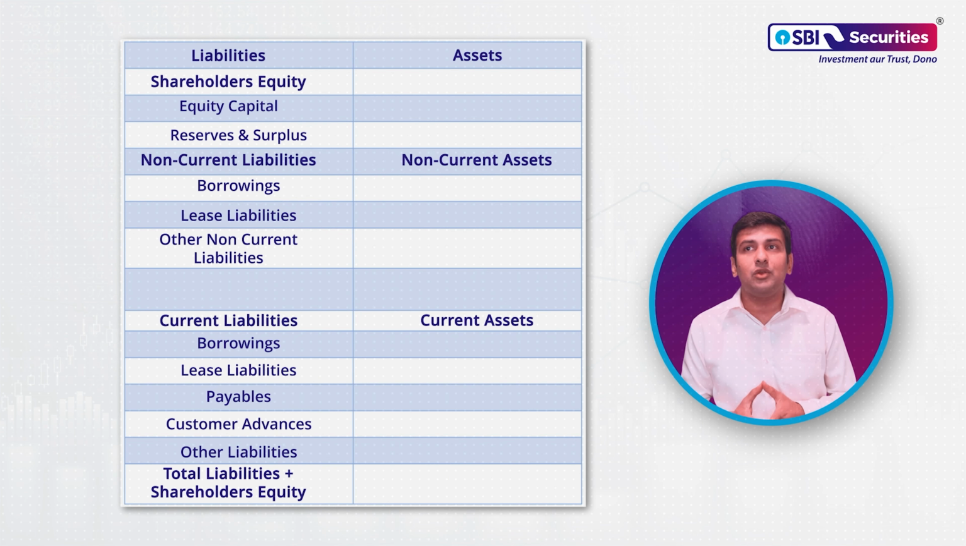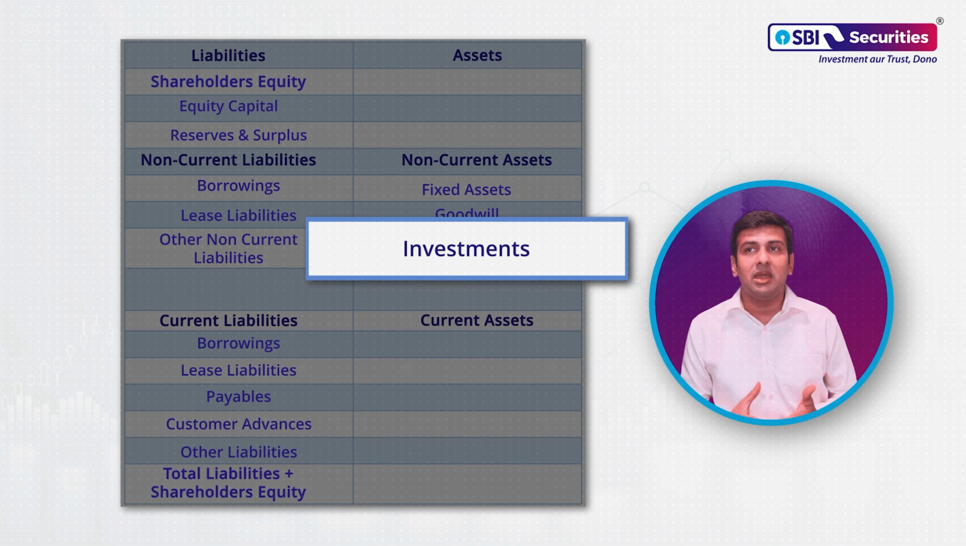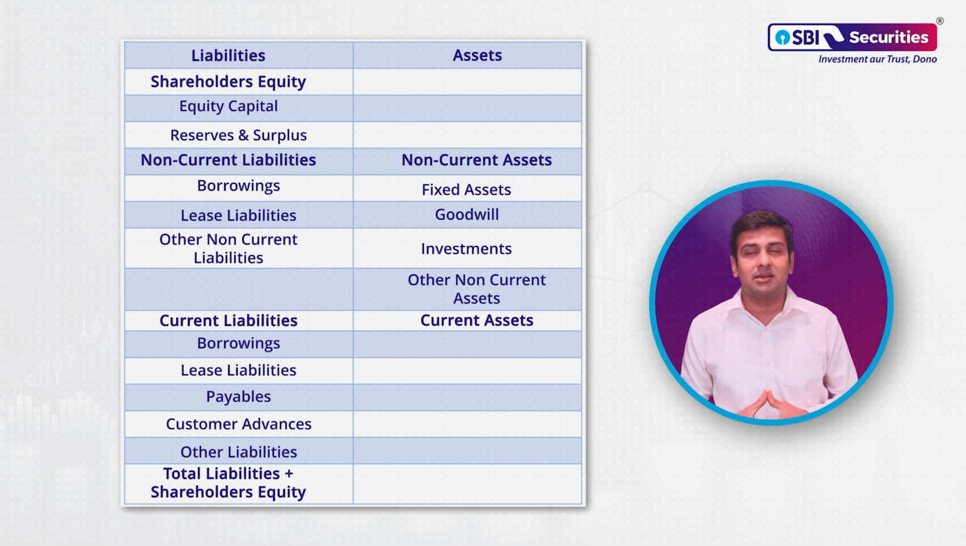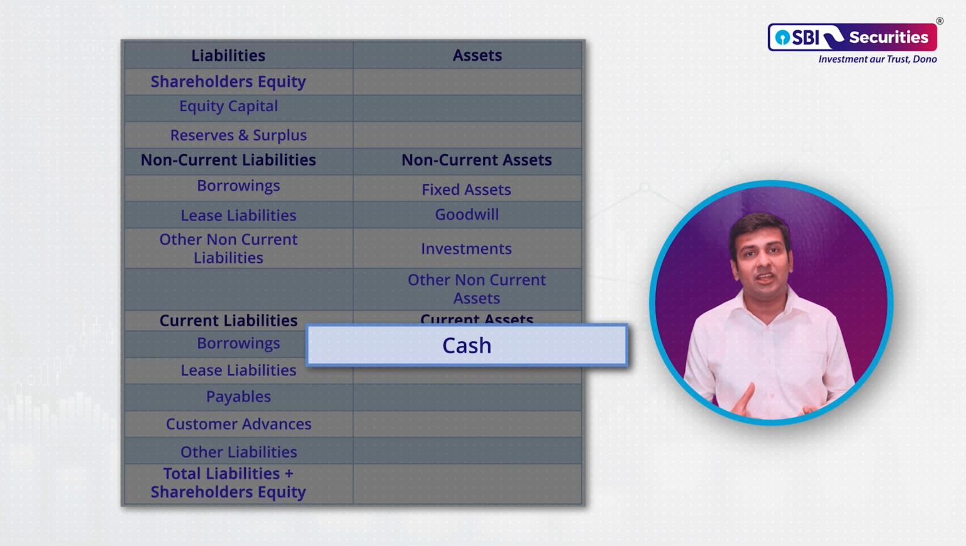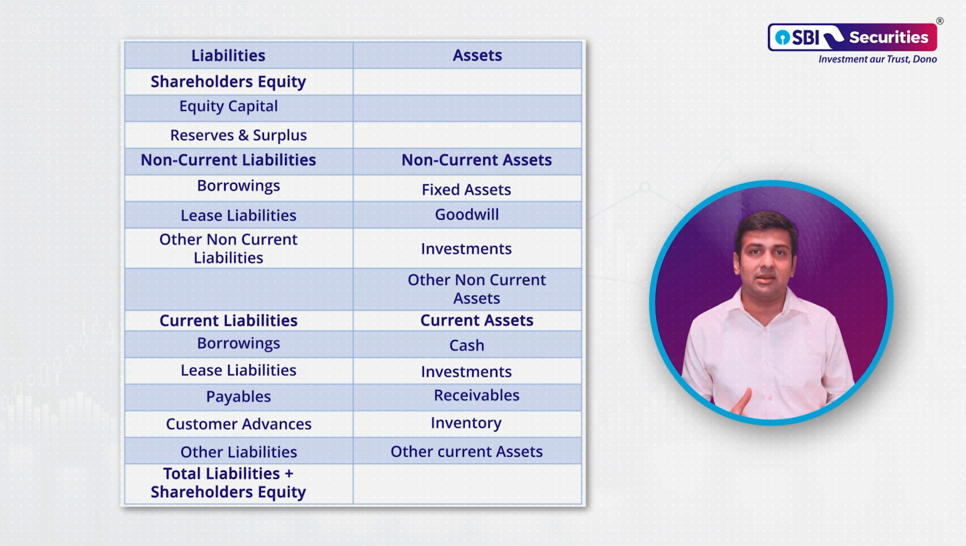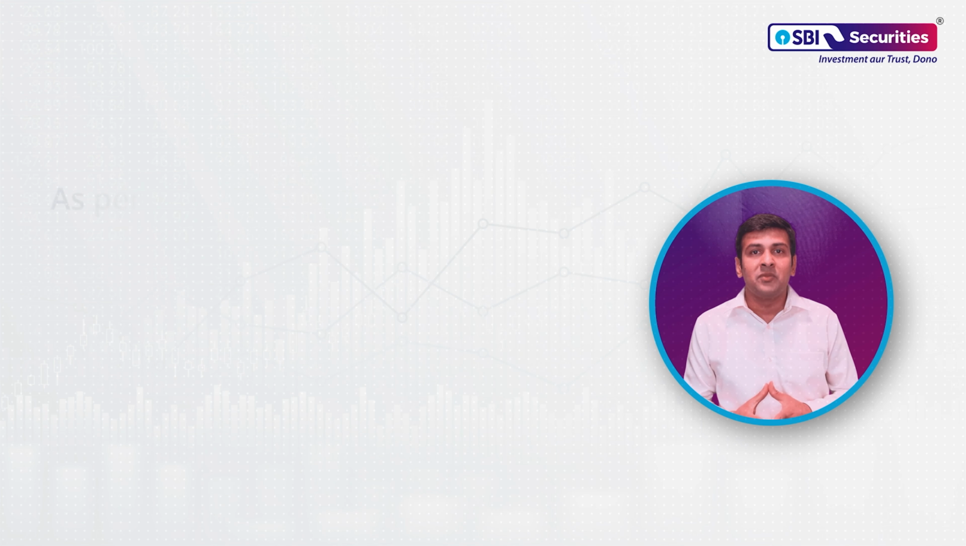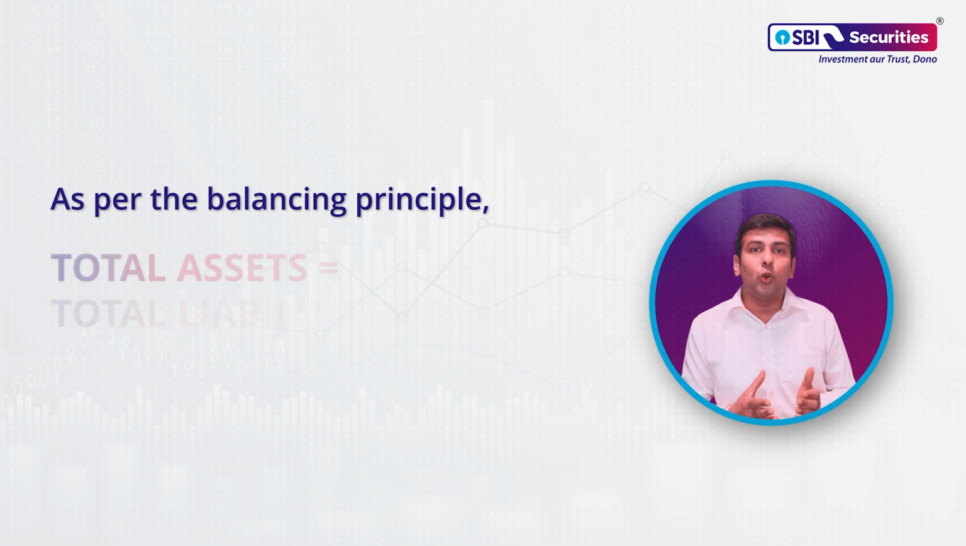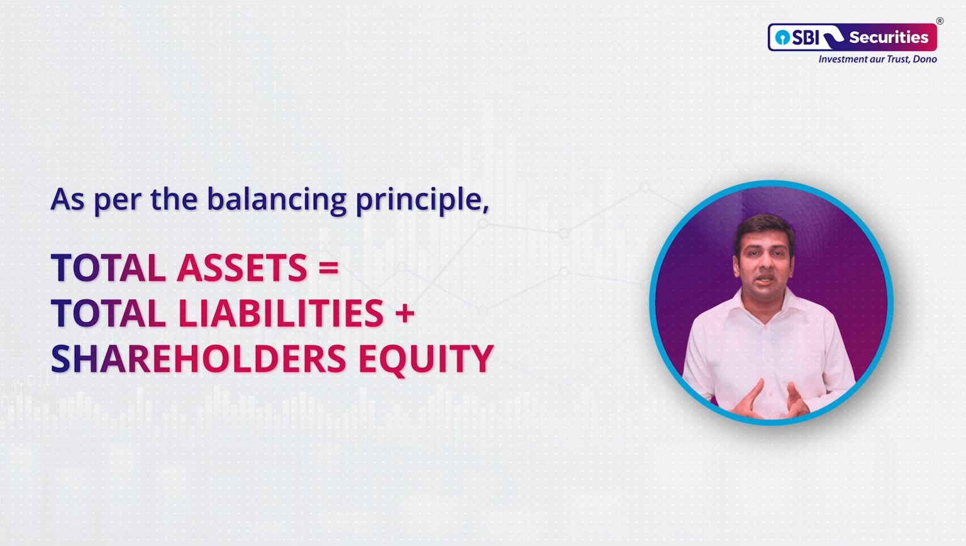And on the right hand side you have assets, which consist of non-current assets, under which you have fixed assets, goodwill, investments and other non-current assets. And then you have current assets, under which you have cash, investments, receivables, inventory and other current assets. So that is the total assets. As per the basic principle, total assets is equal to total liabilities, which consists of current as well as non-current, plus the shareholders equity.